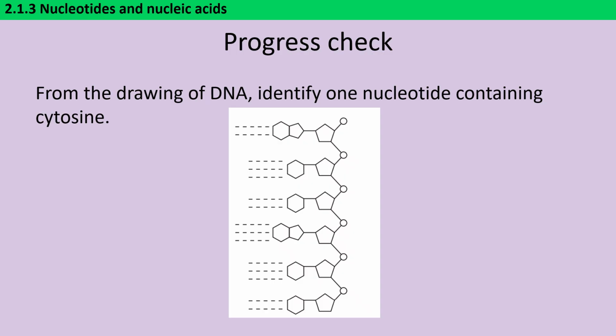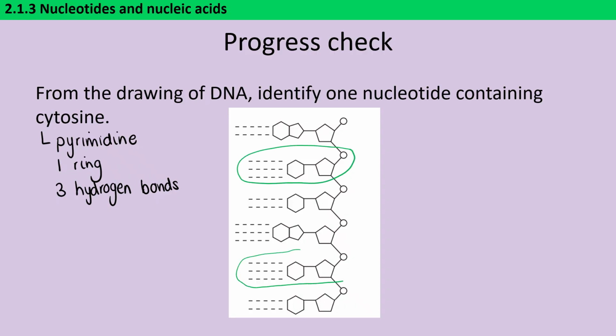Now you need to pause the video and identify which of the nucleotides could contain cytosine. We know that cytosine is a pyrimidine, and that means it has a single ring structure. But also we know that cytosine always forms 3 hydrogen bonds to guanine. So therefore, the nucleotide containing cytosine could be this one or this one.